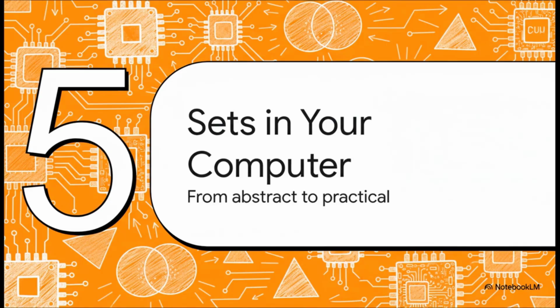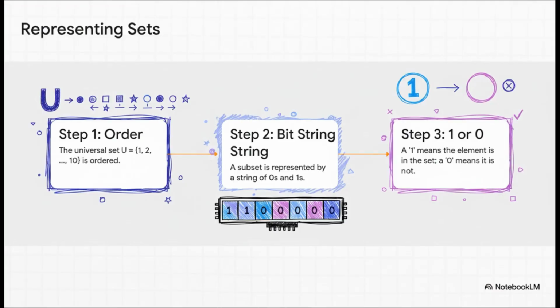So at this point, you might be thinking, okay, this is kind of neat, but so what? Why does this matter? Well, get this. This abstract math is actually running inside your computer billions of times a second. Let me show you how. So how on earth do computers deal with sets so fast? It's actually an incredibly clever trick.